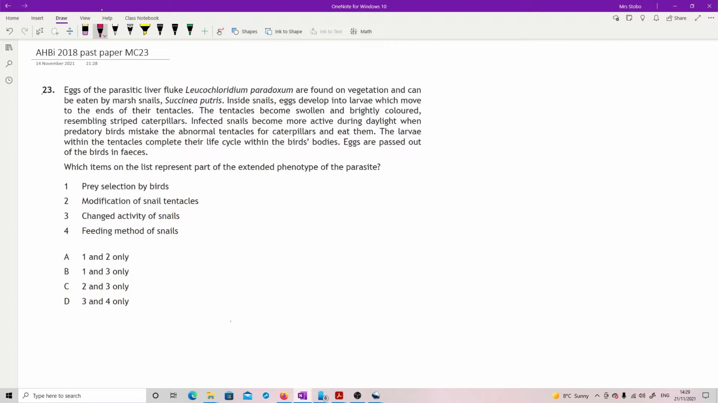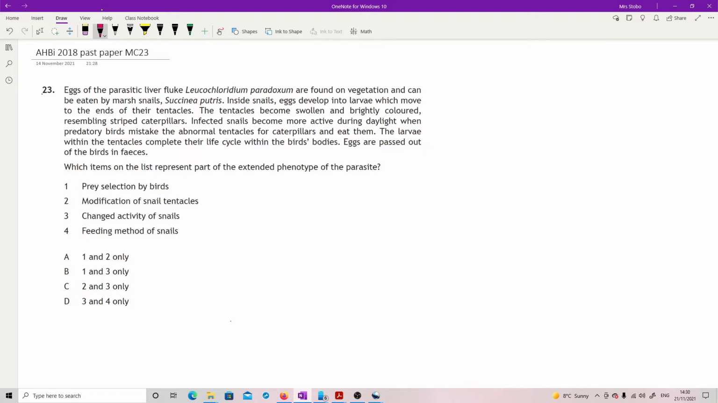Which items on the list represent part of the extended phenotype of the parasite? So the extended phenotype is the impacts that you see out with of the actual organism itself. Okay, which items on the list represent that? So we're looking at prey selection, the modification of the snail tentacles, changed activity of snails, feeding method of snails. I think you're actually easier getting rid of the things that are not.